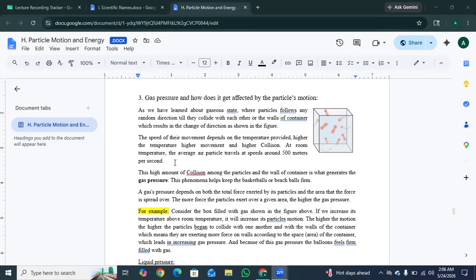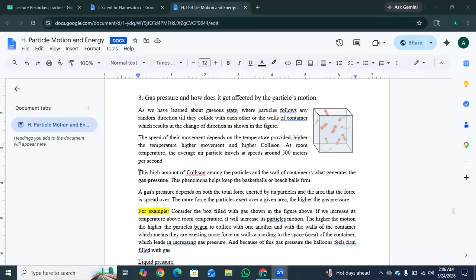Okay, so basically, gas particles move rapidly in random directions, constantly crashing into each other and bouncing off the walls of their container. Every time these particles hit the walls of the container, they exert a tiny push, which is, you can say, force. This massive amount of constant force is what creates gas pressure.